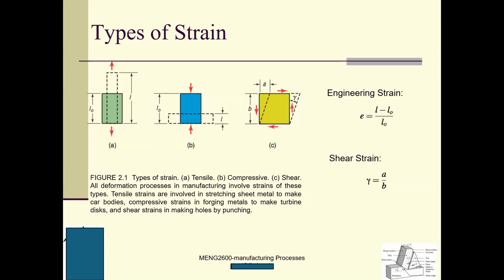The solid one is the original length, and this one is the final length, L0. So this is shear, and here we just have a shear stress. This is the angle here. A is the distance of the shear. So the shear strain is defined as gamma equals A divided by B. This is the shear strain.